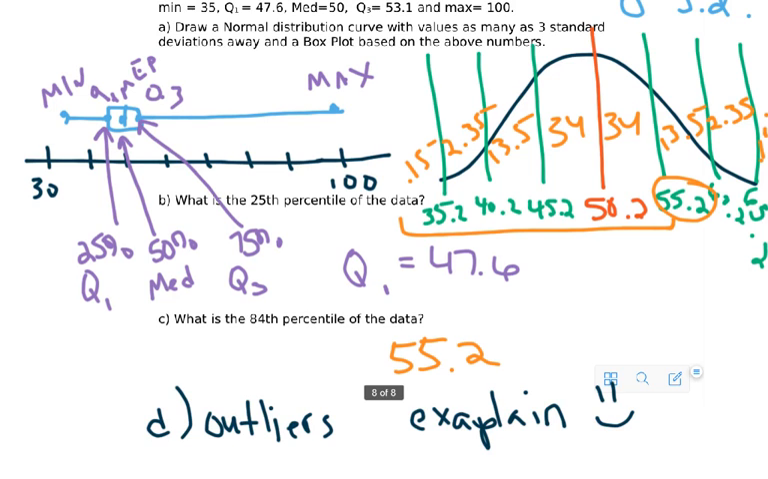100 is super far away from quartile 3. I mean, it's almost 50% of the way away. It's because quartile 3 is at 53.1 and the maximum is at 100. That's a difference of what, 46.8? All the rest of the data I have are not that far away from each other. So 100 is an outlier.